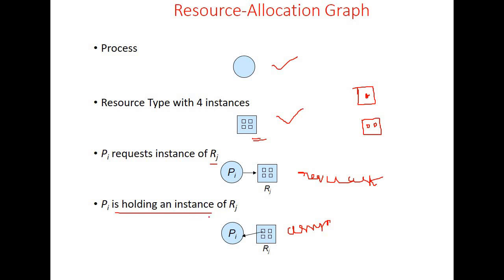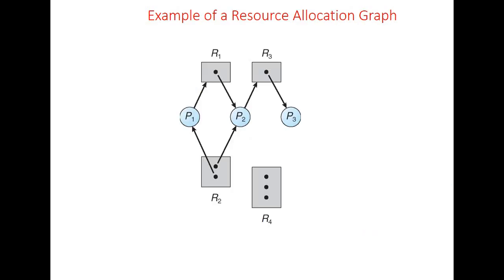So in this way, the resource allocation graph uses the symbols and edges for representing the allocation of the resources to processes in the system. Let us see an example of a resource allocation graph.